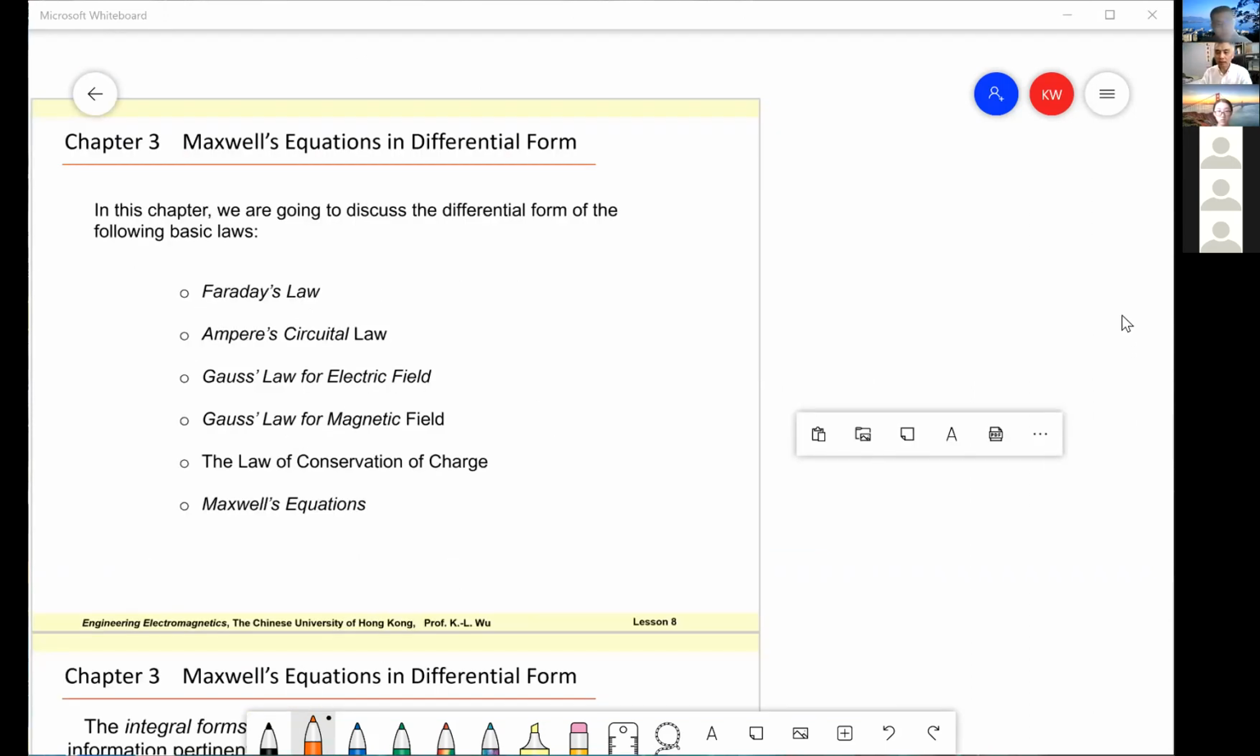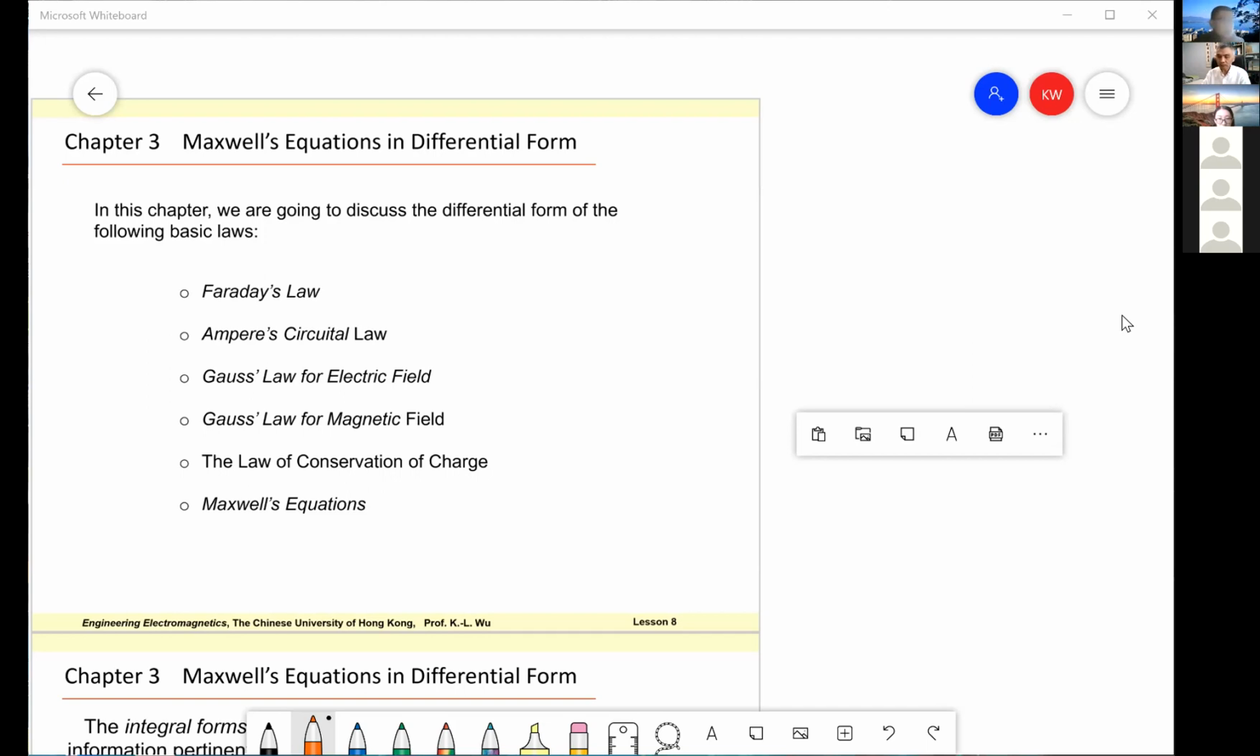Okay, so let's continue on Maxwell equations. Now we try to find the differential form of Maxwell equation. Still the same set of equations: Faraday's law, Ampere's law, Gauss's law for electrical field, magnetic field, and the law for the conservation of charge.